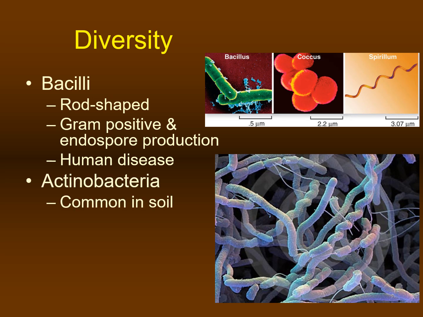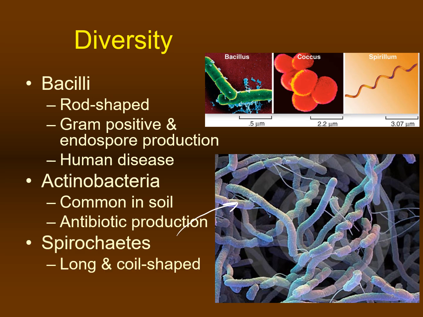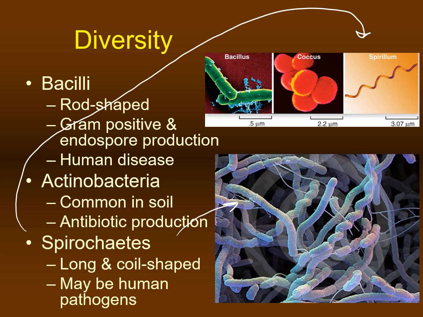Actinobacteria, shown here, is common in soil, but some of the species can also be found in the human mouth. They form filaments and actively produce antibiotics that we can use in clinical practice. Spirochetes is another shape here. It's a spiral shape of bacteria. Some spirochetes can be human pathogens, for example, Treponema pallidum, the causative agent of syphilis.